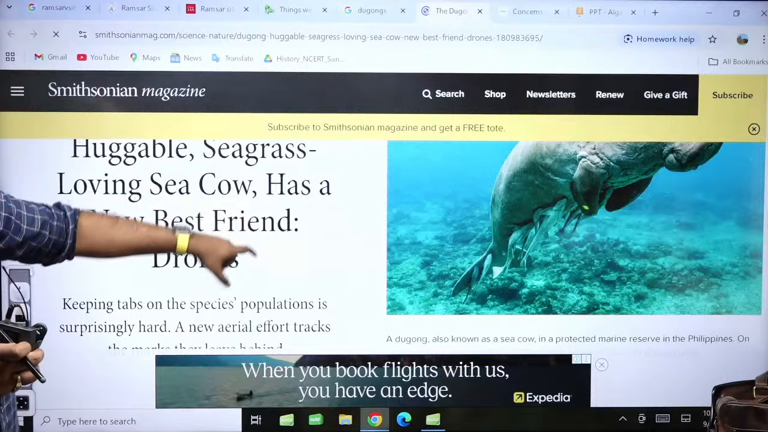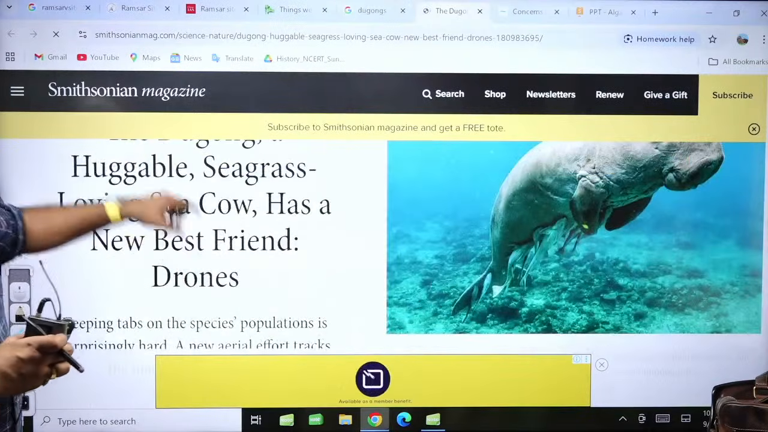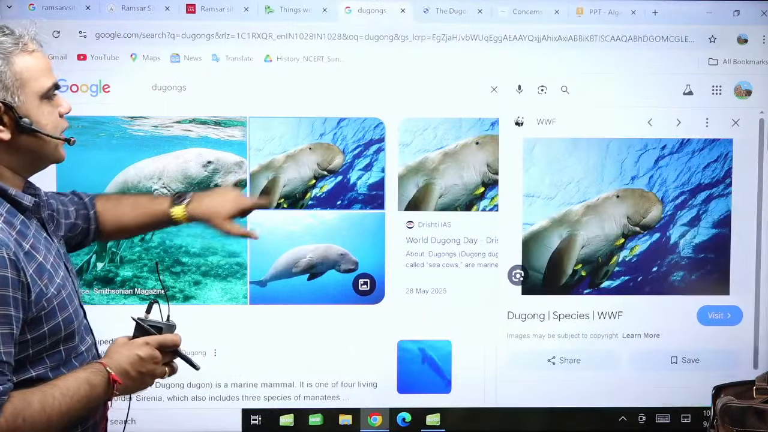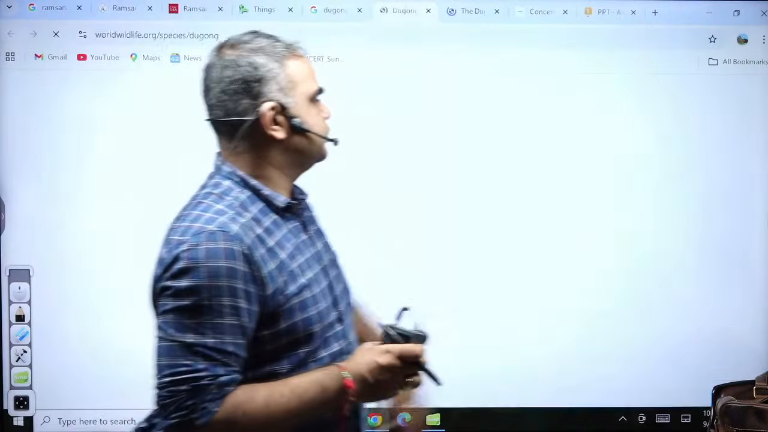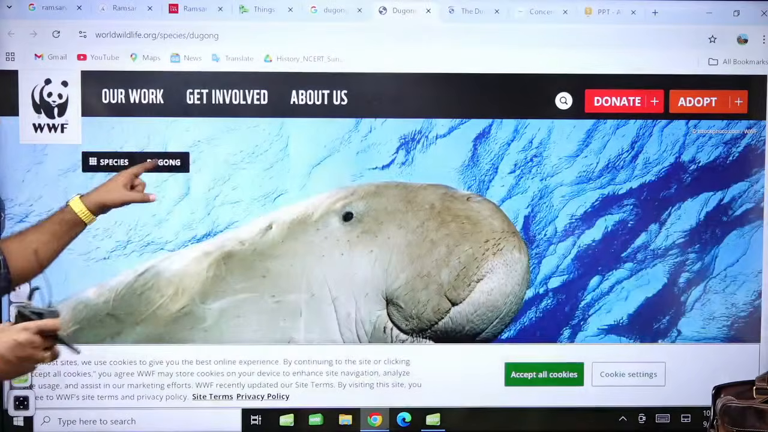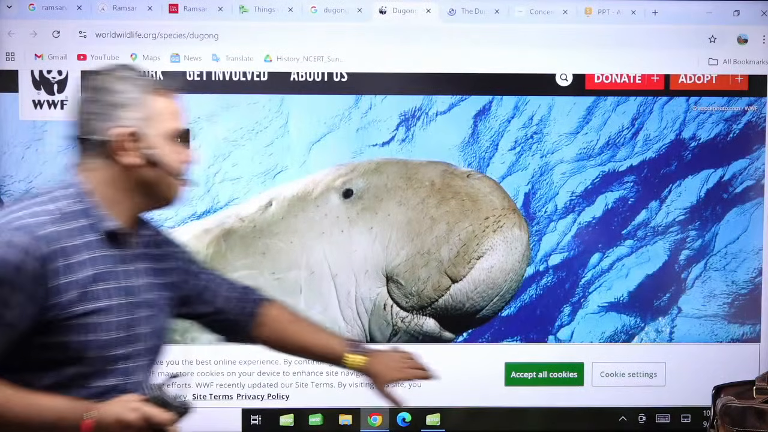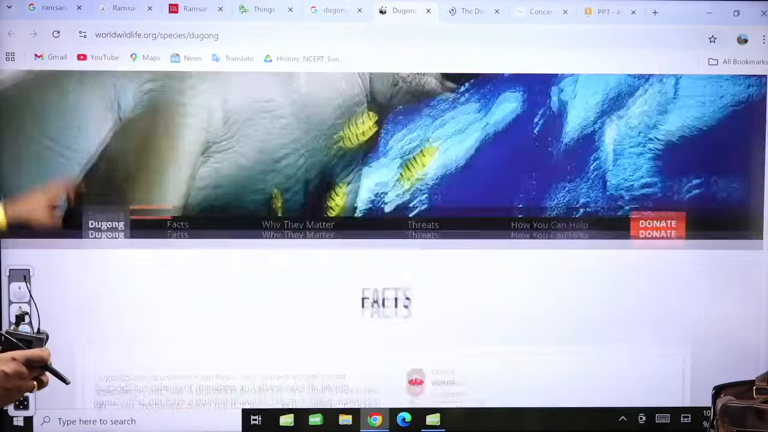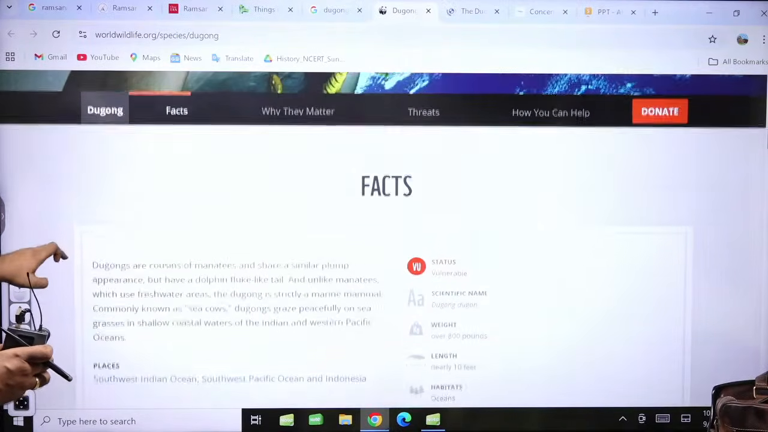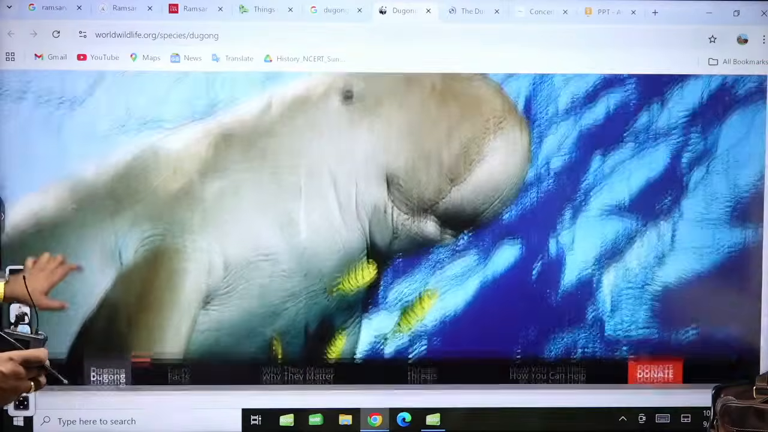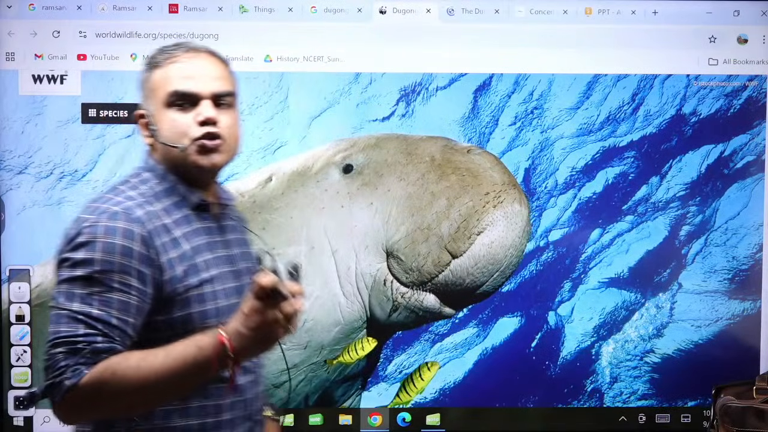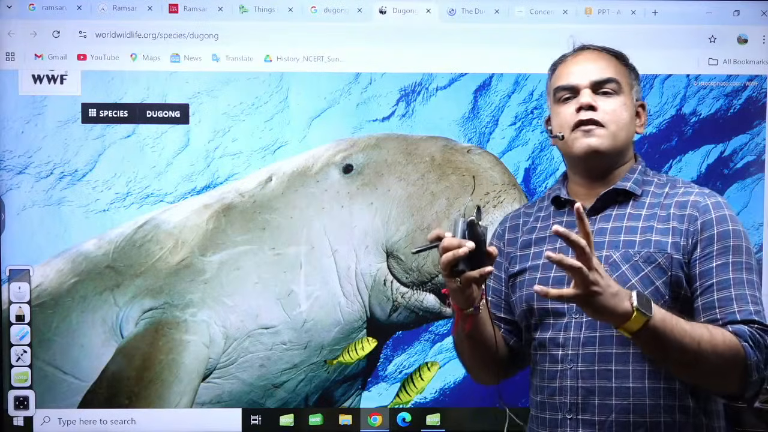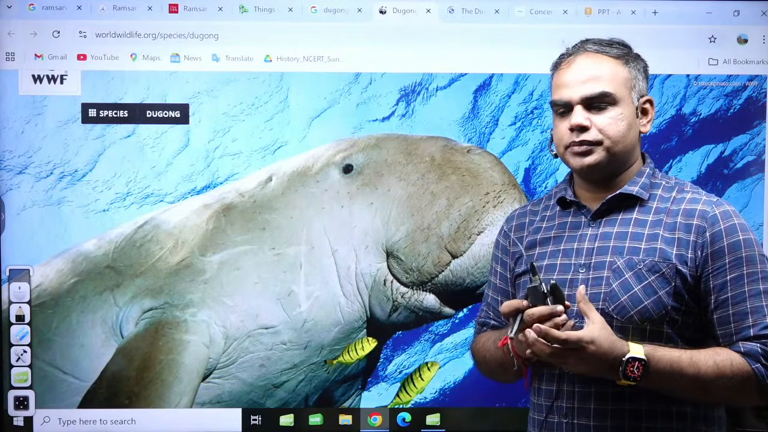Is this visible to you? I think there are too many ads here. Okay, this is visible, hopefully. Dugong, D-U-G-O-N-G, right? So here what you need to know, for now just remember, these are sea cows who eat sea grass, mostly found in Gulf of Mannar.